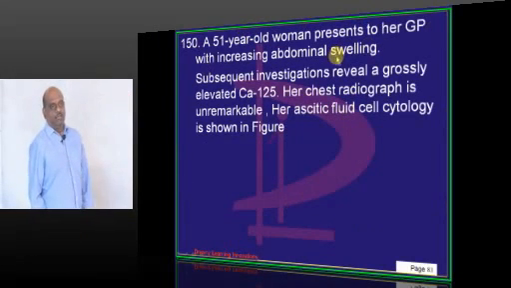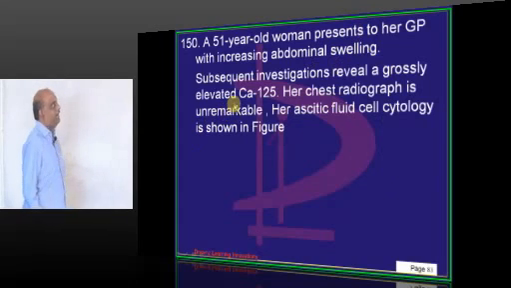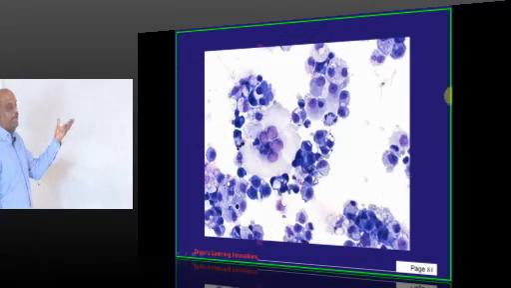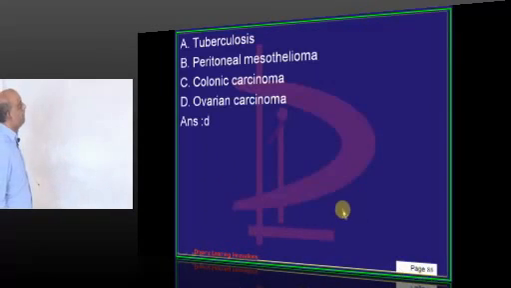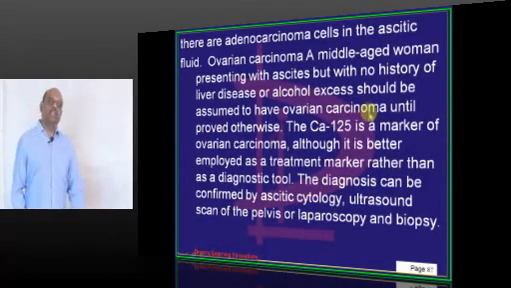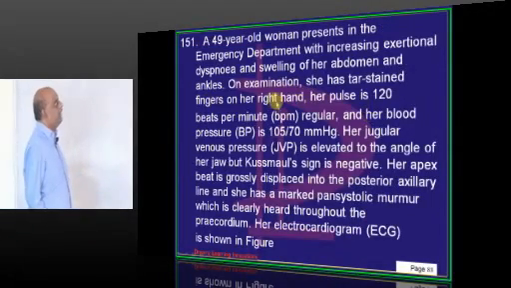A 51-year-old with increasing abdominal swelling and grossly elevated CA-125, and ascitic fluid is showing malignant cells, which is typical of ovarian carcinoma. Adenocarcinoma cells are seen in the ascitic fluid.